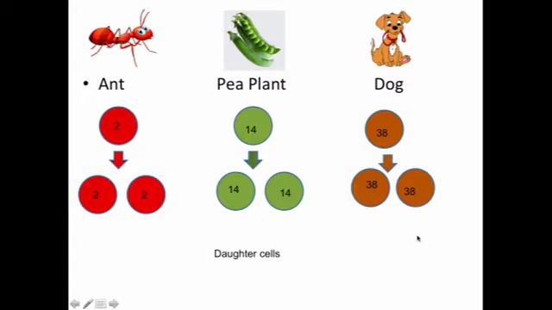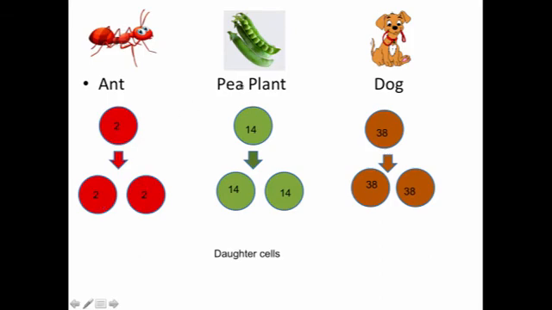Other organisms, for example, if we were to take an ant, ants only have two chromosomes, and they're going through mitosis all the time, just like you are, growing and repairing their cells. So they have, in one of their cells, two chromosomes. They go through mitosis. They end up with two daughter cells, each with two chromosomes.